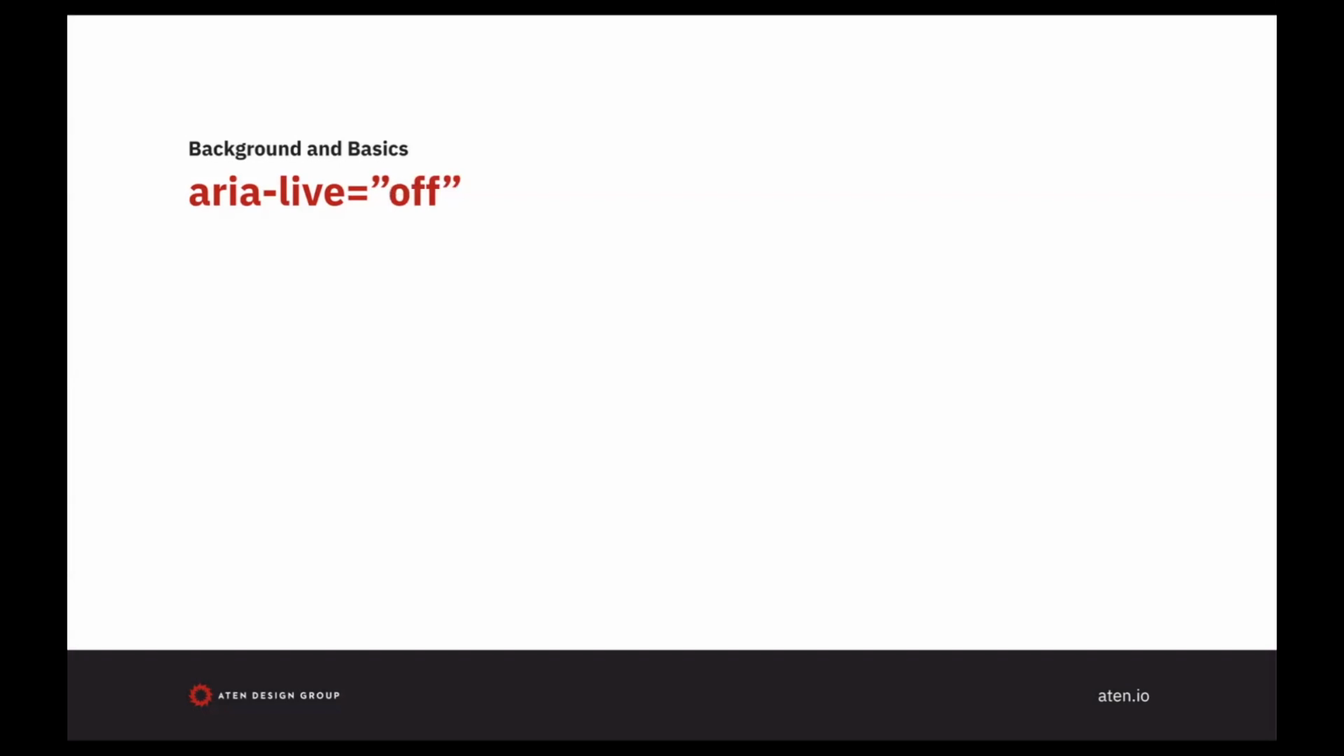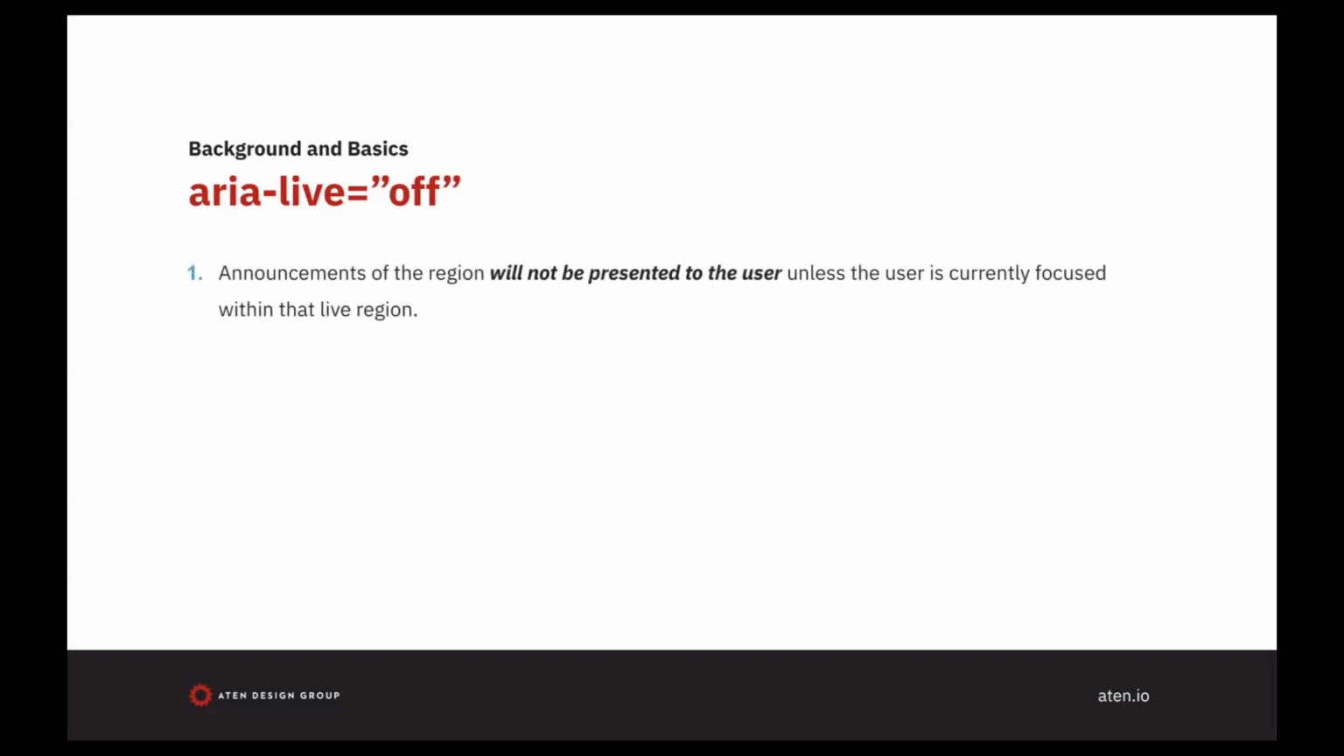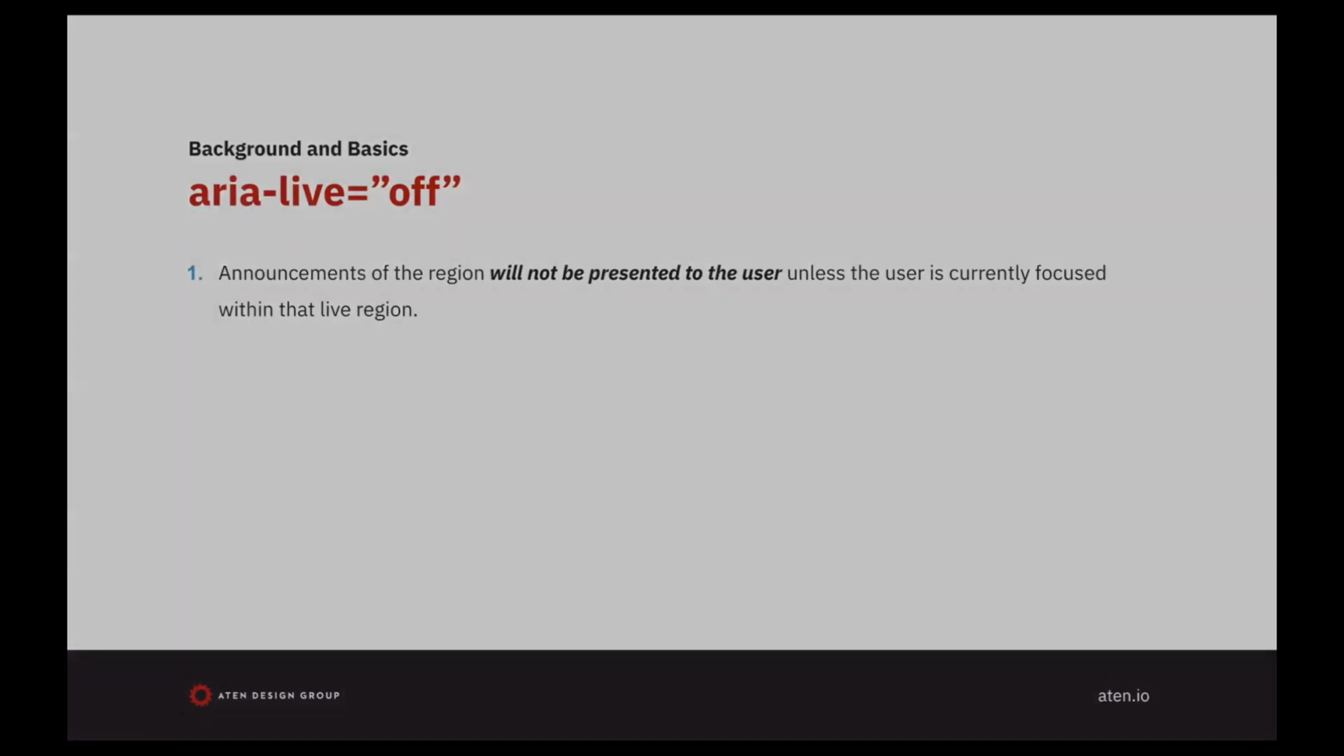And ARIA-live off. This indicates that the updates of the region should not be presented to the user unless the user is currently focused on that region. A good example of this is maybe you have something that updates in real time. So maybe you have your social media feed that's constantly updating every 3 minutes or something, stock market updates that's constantly going, and so on. We don't want to inform the user every single time this updates because they're probably focused on a different part of the page, reading important content, which is probably the reason why they went to the site anyway. So you want to make sure that they're only there if they're interested in hearing that information is the only time we want the focus in the announcements.